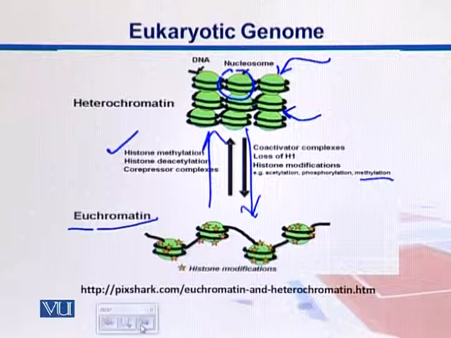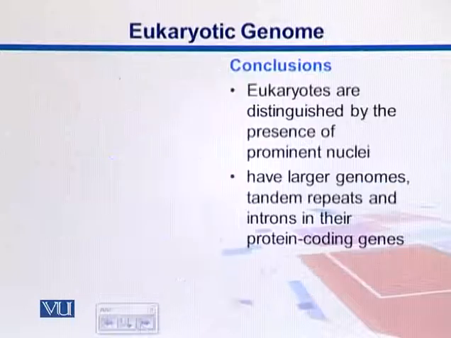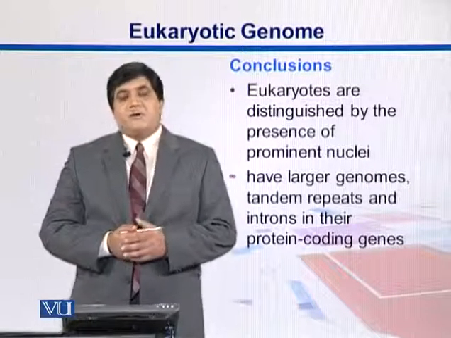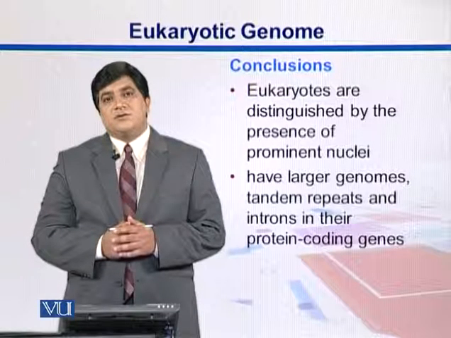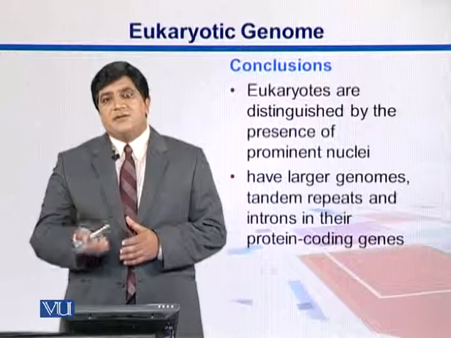So here we see in the euchromatin region, the histones are quite spaced and DNA can be accessible. This is the reason why we see that this euchromatin part is expressed more as compared to the heterochromatin part. So eukaryotes are distinguished by the presence of prominent nuclei. They have larger genomes and their chromosomes are relatively complicated.